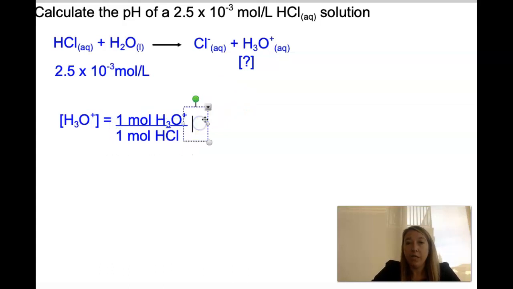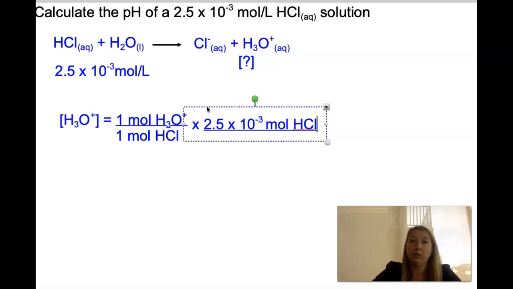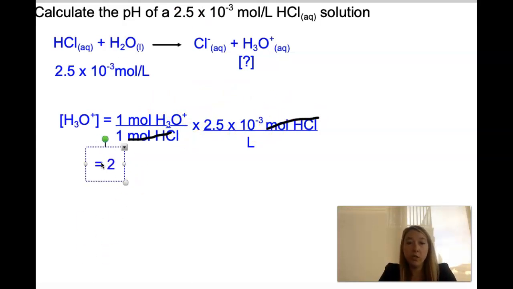Okay, we need to get rid of moles of HCl. We need to introduce the liters. So we are going to times by the 2.5 times 10 to the negative 3 moles of HCl per liter. Okay, so looking at our units, we should be able to see that moles of HCl and moles of HCl are going to cancel. That leaves us with moles of hydronium and liters. So answer-wise, it was a 1-to-1 ratio, so yes, it is still the same number.